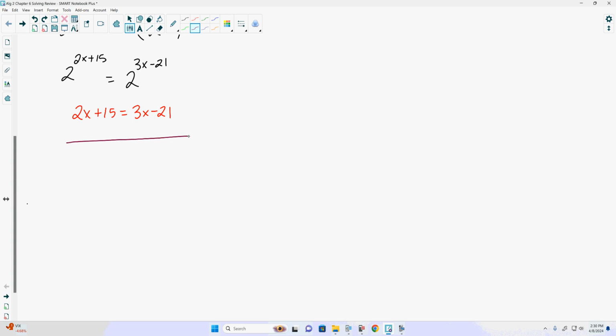Now, the first thing we can do in solving for the value of x is subtract 2x, because our 2x minus 2x will simplify out. 3x minus 2x is x, and we still have our minus 21. Now at this point here, we can add 21 to both sides, telling us x is equal to 36.